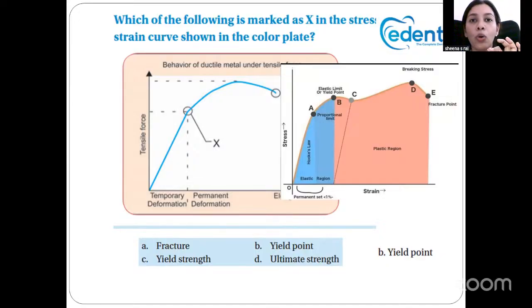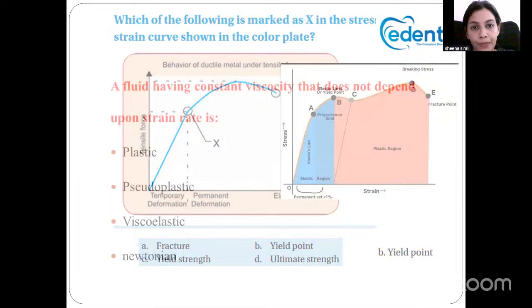Most people don't know this term, because we are often used to dealing with only the heading elastic limit. So the other name of elastic limit is actually yield point. Please keep in mind it is yield point. Okay, so the answer for this question is yield point.